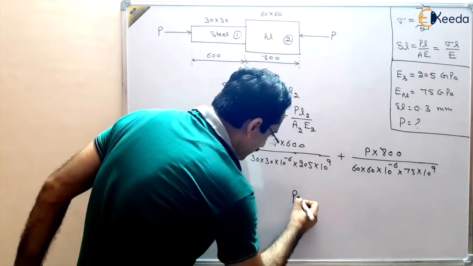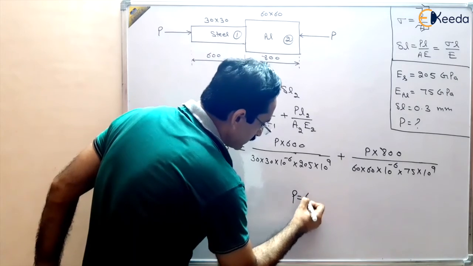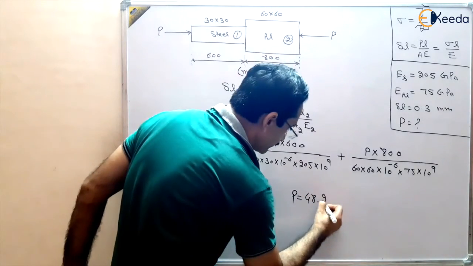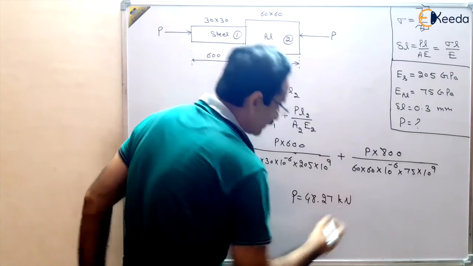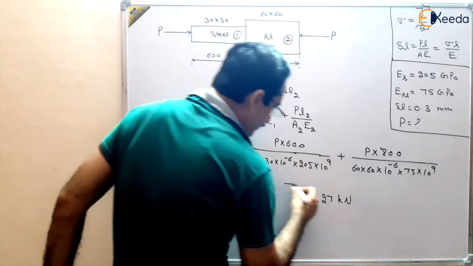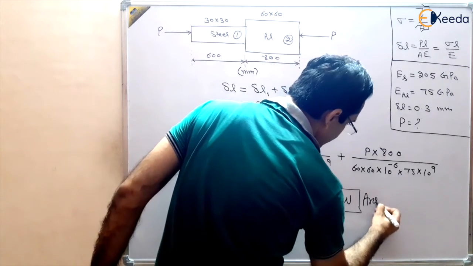So P will come out to be, when you calculate it, because there is only one unknown here, 48.27 kilonewton. You will get the answer in Newton, but I am writing it in kilonewton, so convert that into kilonewton and you will get the answer. So this is the answer of this question.